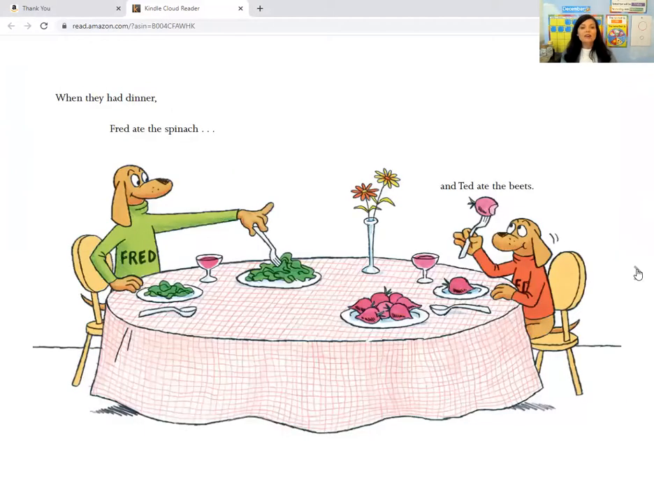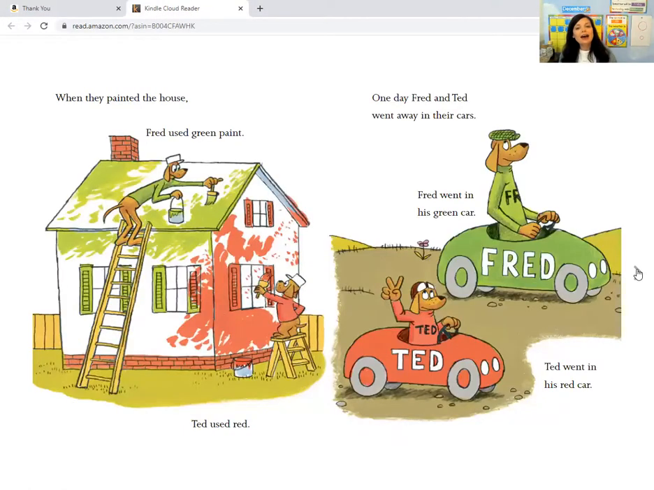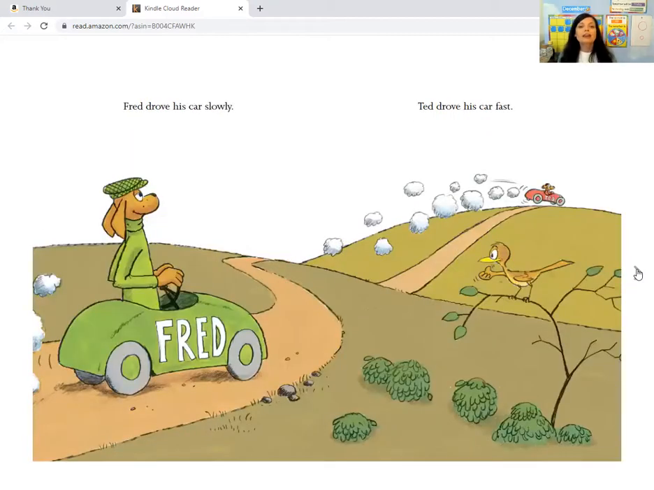When they had dinner, Fred ate the spinach and Ted ate the beets. And when they painted the house, Fred used green paint. Ted used red. One day, Fred and Ted went away in their cars. Fred went in his green car. Ted went in his red car. Fred drove slowly with his car. Ooga, ooga. Ted drove his car fast.